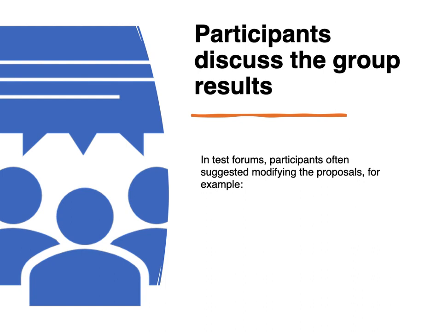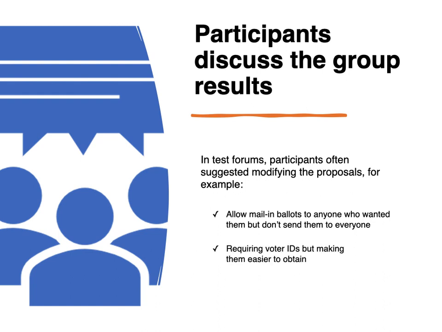We found that participants often start to modify their proposals. Someone might say, "I don't support sending everyone a mail-in ballot because some people don't even intend to vote. But I think everyone who wants a mail-in ballot should be able to get one. No excuse required." Another person might say, "I favor voter IDs, but only if it's very easy for someone who doesn't drive to get some sort of ID." Then we go to wrap up the discussion.